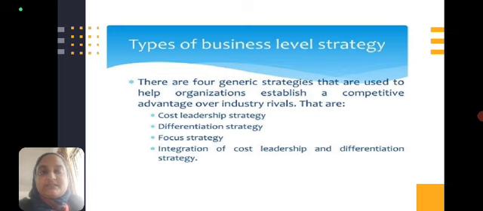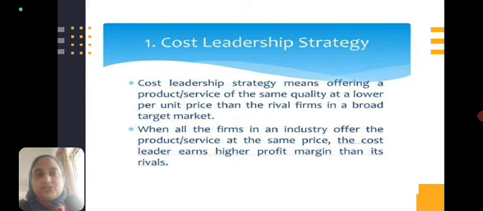Then these types of business level strategy we are going to discuss now: cost leader strategy, differentiation strategy, focus strategy, and we will talk about integration of cost leadership and differentiation strategy, how these both can be integrated and combined, and how we can handle situations. So cost leader strategy means depending upon the cost factor of the product or service with the same quality at a lower cost than the previous one. When all firms in the industry offer the product or service at the same price, the cost leader earns a higher profit margin than its rivals.